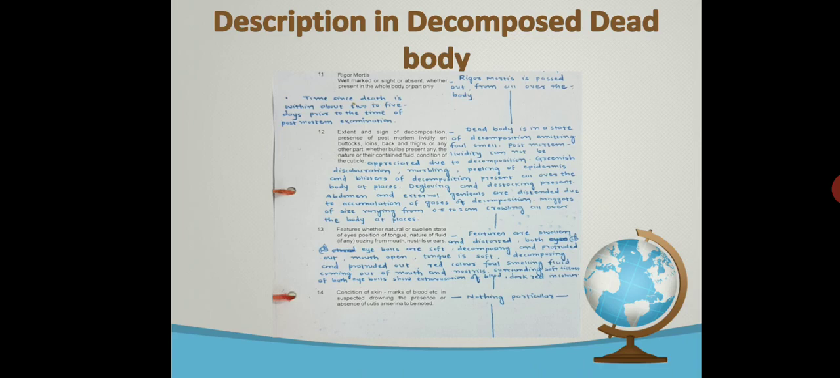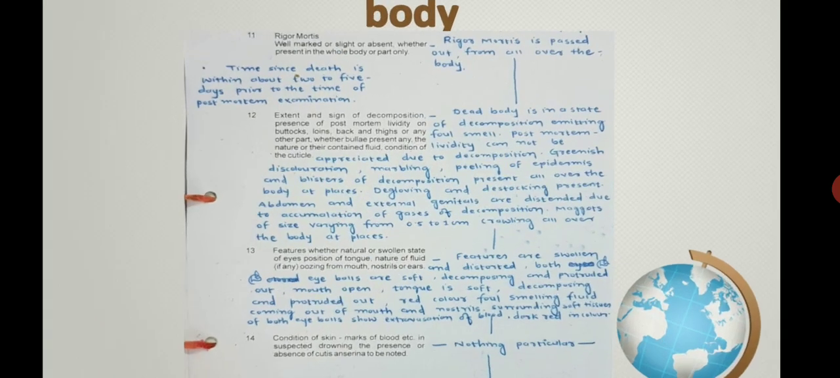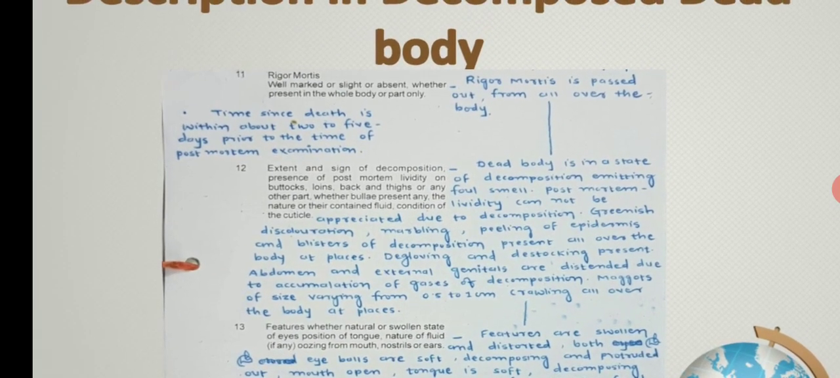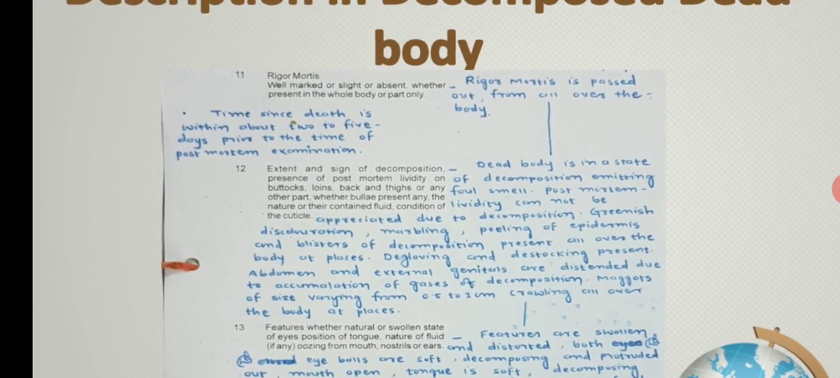Now last but not least, commonly we sometimes find a dead body that is decomposed. Then what should we keep in mind? The decomposition is seen by external examination, so we have to mention all the things in column number 12.